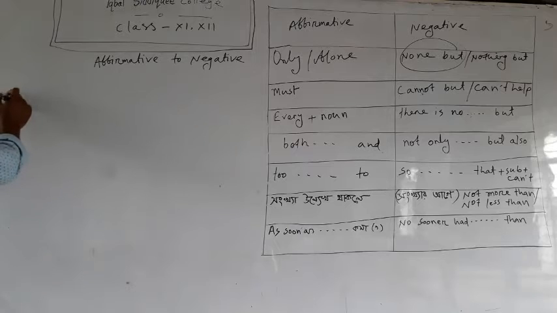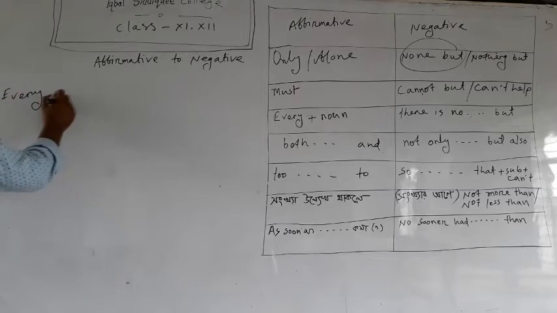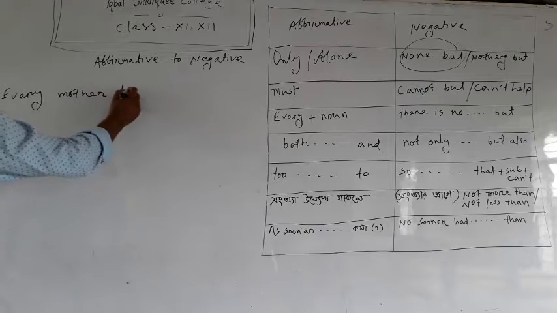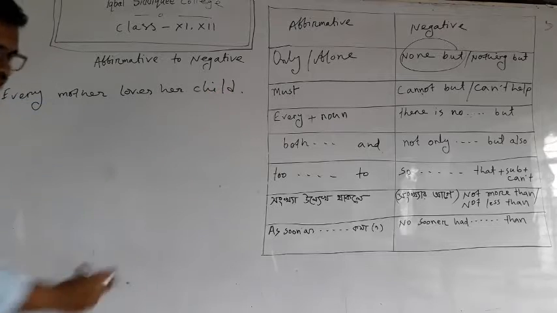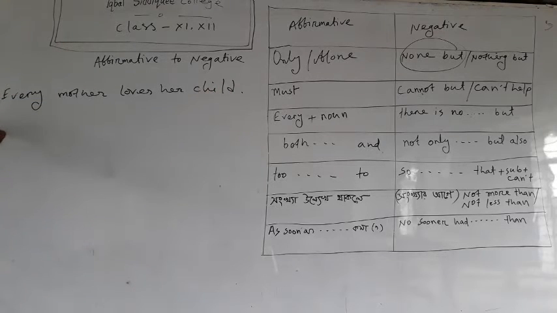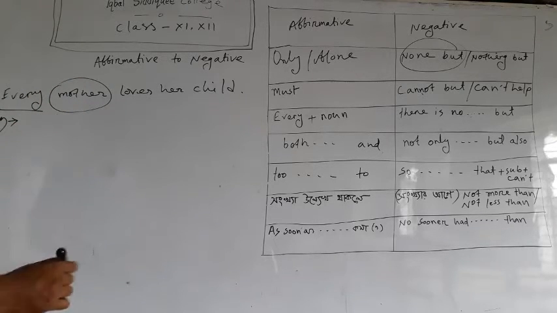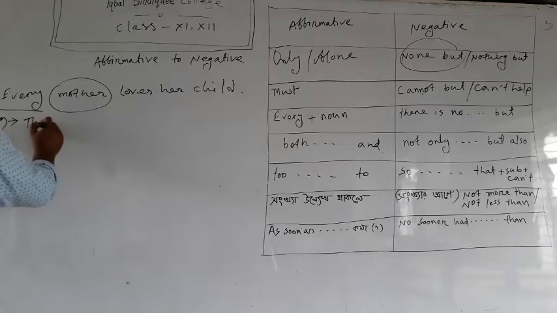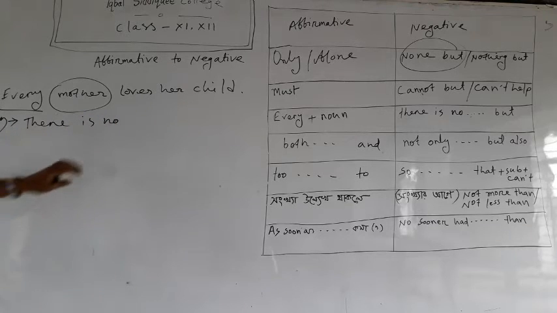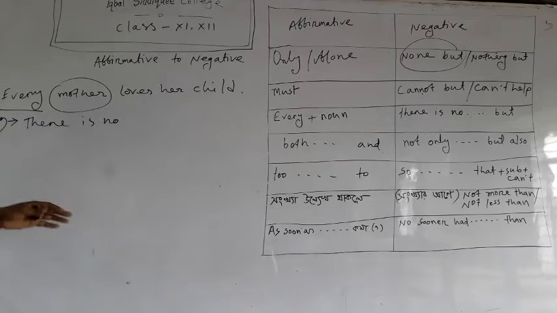So, what is the sentence? I would rather make a sentence here. Every mother loves her child. That's a sentence. So let's make it negative. Here we got every plus noun. Look at the sentence. Here is every, and there is a noun as well, and this noun is mother. So we will exchange every with there is no. Look at this phrase, there is no. We already know that it means the sentence is going to be a negative sentence.